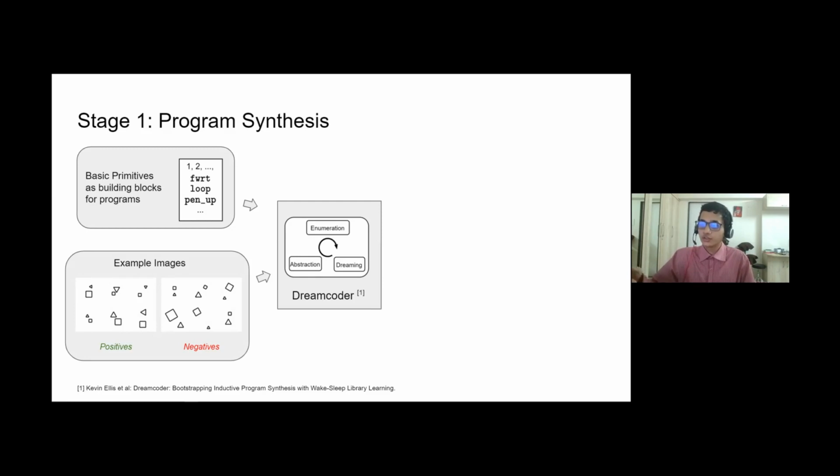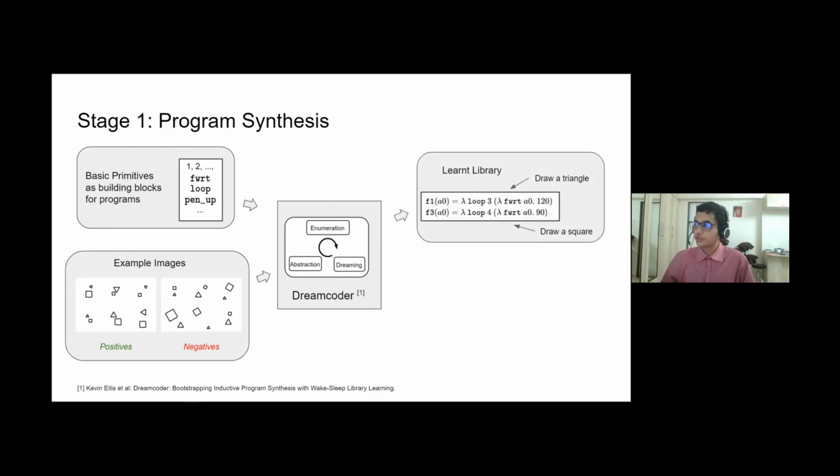Here you can see that we have 12 images, 6 positive images and 6 negative images. The concept for the Bongard problem here is that the triangles are above squares. This is an analogous problem to the original problem that I talked about, which had triangles above circles. So given these two things, we obtain from DreamCoder a learned library.